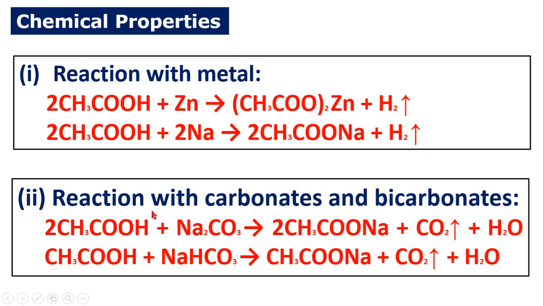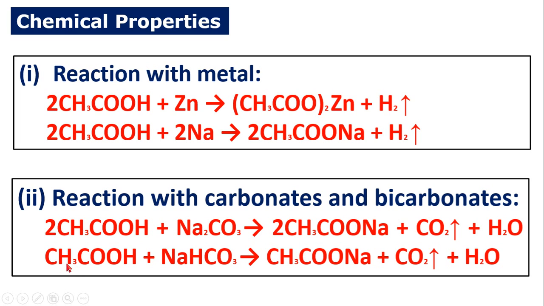Second one, reaction with carbonates and bicarbonates. Ethanoic acid, CH3COOH, plus sodium carbonate, Na2CO3, forms sodium ethanoate, CH3COONa, plus CO2, carbon dioxide, plus H2O. Now check the sodium on this side: 2 sodium, so here you have to put 2. And it's 2 CH3COOH, so here you have to put 2. And already there are 2 hydrogen, so it is a balanced equation.